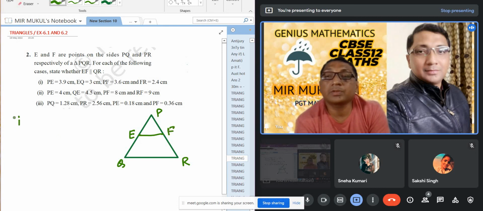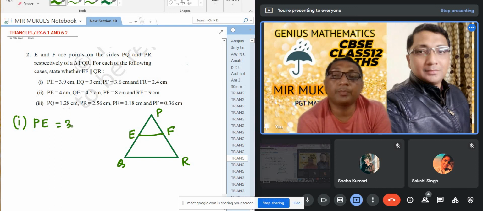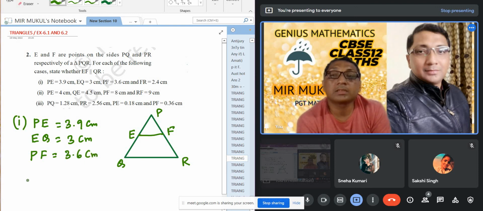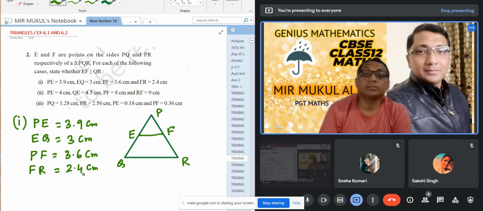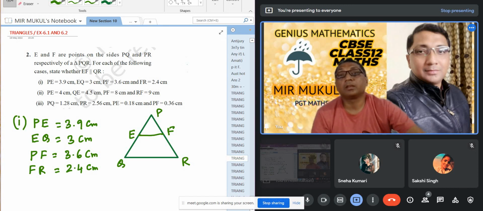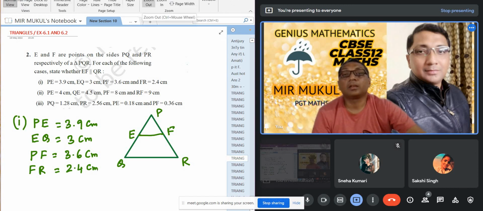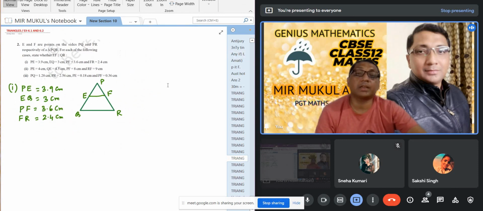So the first question I'm doing. Here it is given PE equals 3.9 centimeter, EQ equals 3 centimeter, PF 3.6 centimeter and FR 2.4 centimeter. So we have to tell, here we need to use the converse of BPT. Sakshi, will we use BPT or the converse of BPT here?